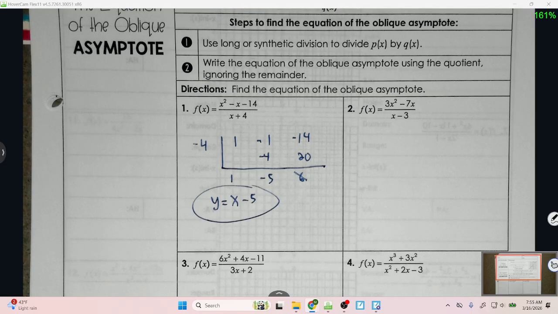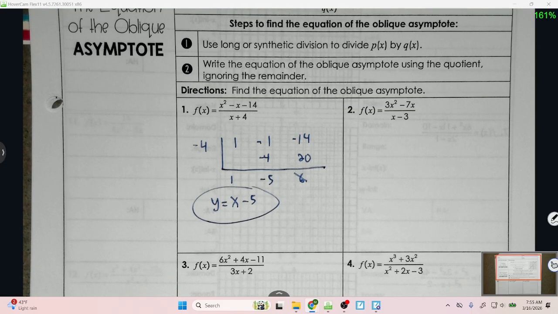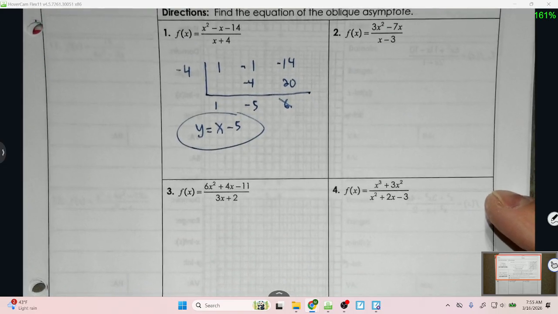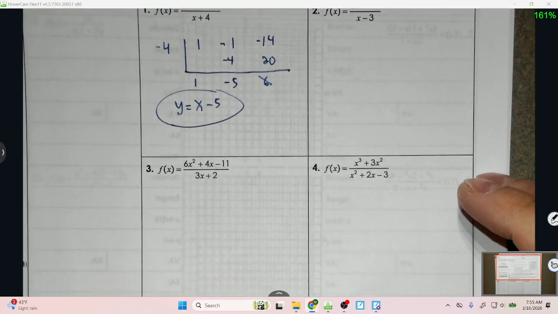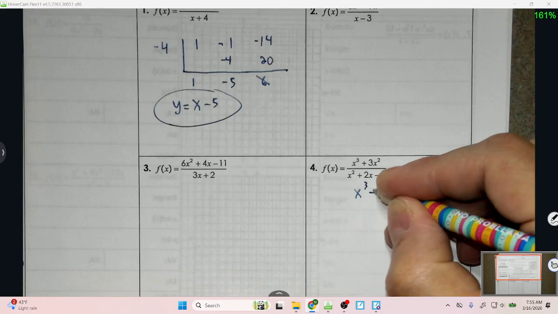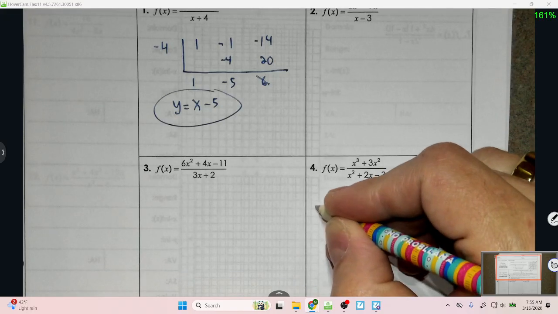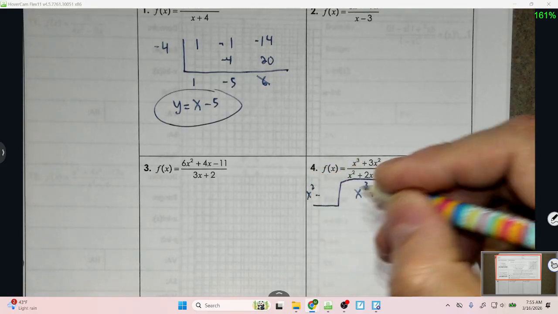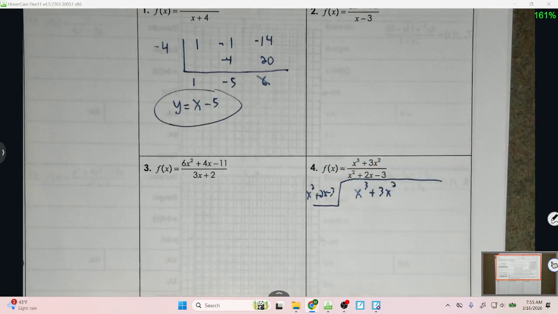So it kind of jumps into the horizontal asymptote situation. Bigger on top, none. Well, there's one situation where there's bigger on top, and it's a slant asymptote, when it's 1 degree higher on top. So you probably could do the second one. Let's just go to the fourth one because it's long division. It's a little more complicated. So we're going to take x to the third plus 3x squared, and we're simply going to divide that by x squared plus 2x minus 3.